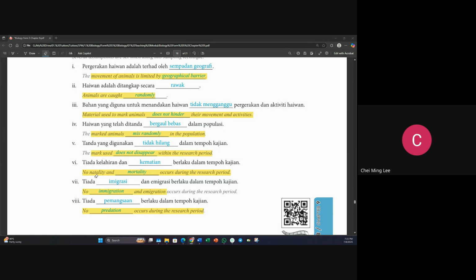And no natality and mortality occur during the research period, which means no newborn animals and no dead animals, so the total number is still constant. No immigration and emigration occur during the research period, and no predation occurs, which is definitely impossible. As long as it's a natural habitat, for sure there's immigration or emigration and predation. But we say no in this case.